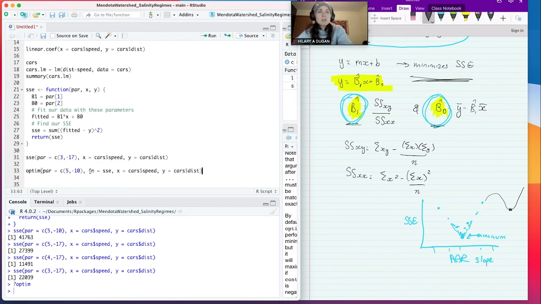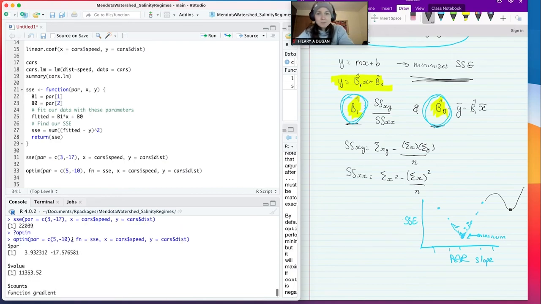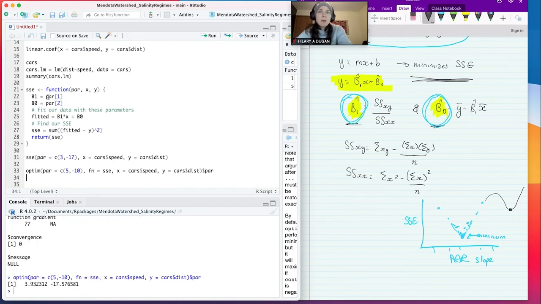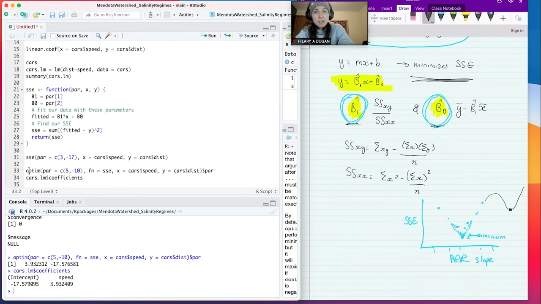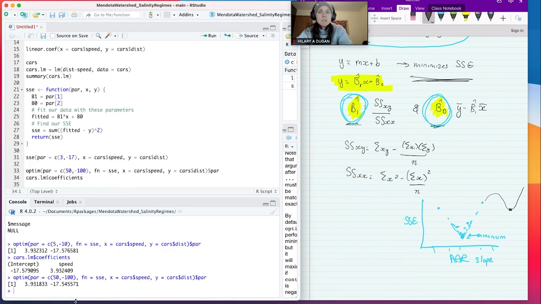And so we can run this, and you can see it took less than a second, and our parameters are 3.93 and 7.57. And we can actually just call our parameters from our line. And if we went back and looked at our cars LM that we ran up here, you can see that what R basically did in this optim call was iteratively check a ton of parameters. It seems instantaneous to us, but it actually ran through a ton of parameters. And if we change these, maybe to 50 and negative 100, you can see it still ends up pretty close to being the same answer.